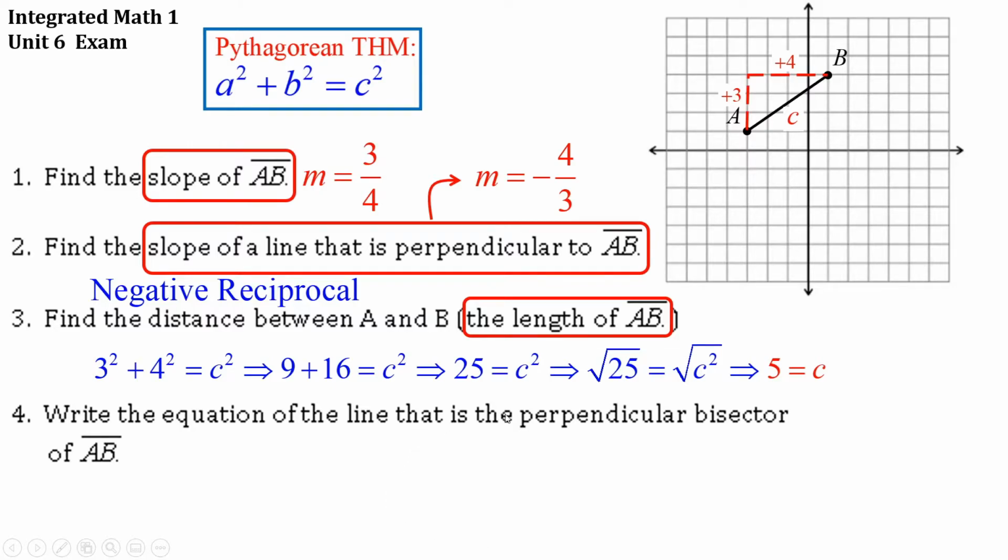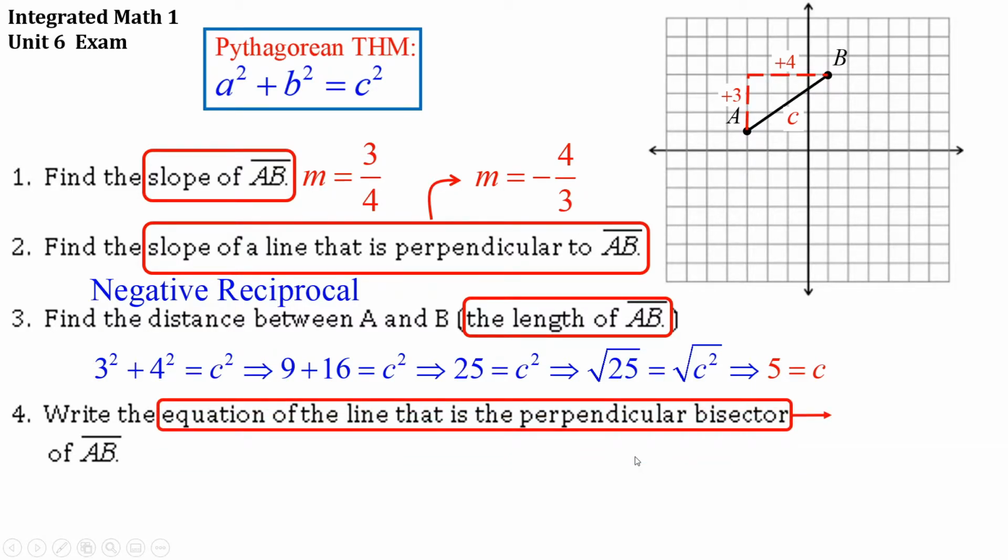Now, number 4, write the equation of the line that is the perpendicular bisector of segment AB. Well, you need to understand that the perpendicular bisector is going to go right through the middle of AB and the slope has to be perpendicular to the slope of segment AB. Well, let's put this together. We already have our slope of a perpendicular would be -4/3 up here.